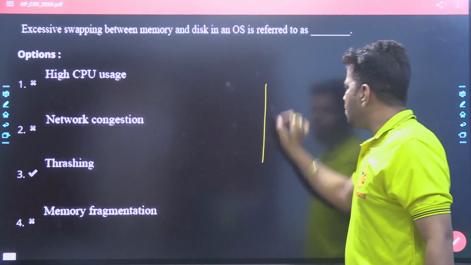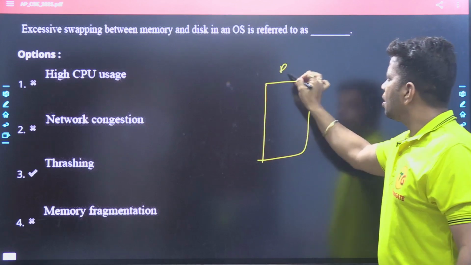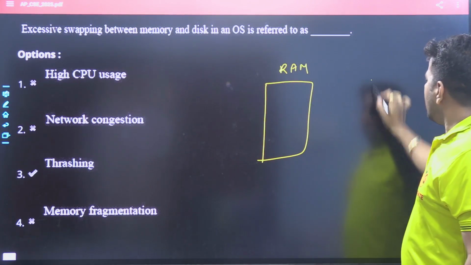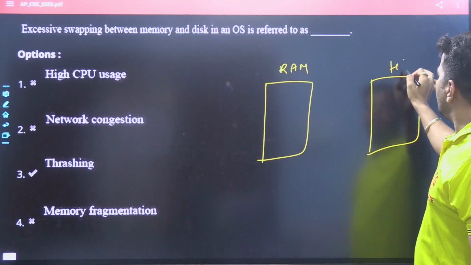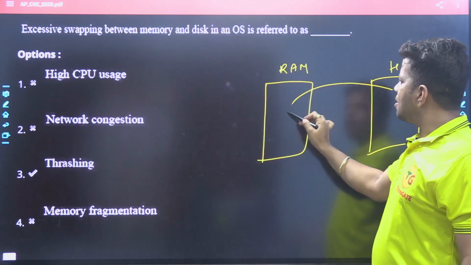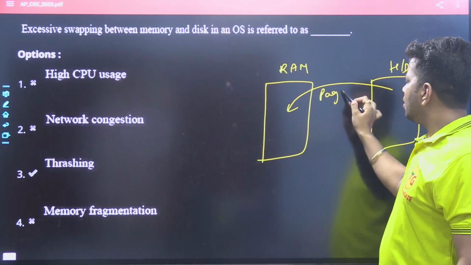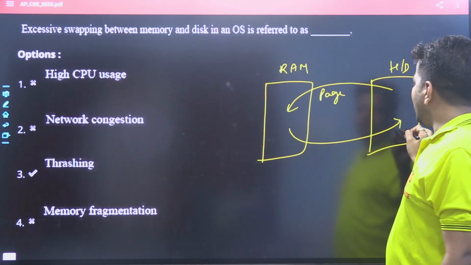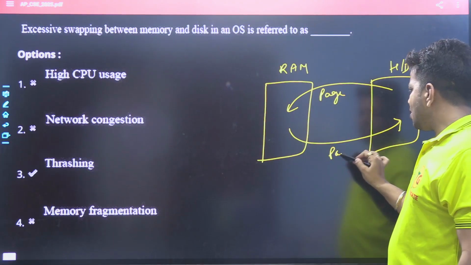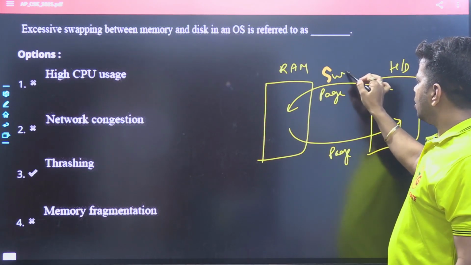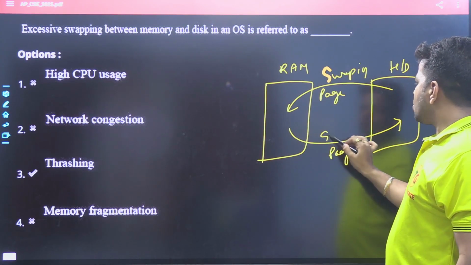Just see here, suppose this is your RAM or main memory, and this is your hard disk, the secondary memory. Suppose you want some page, you can load that page here. At that time, you can swap another page out from this. This is called a swap in, and this is called a swap out.